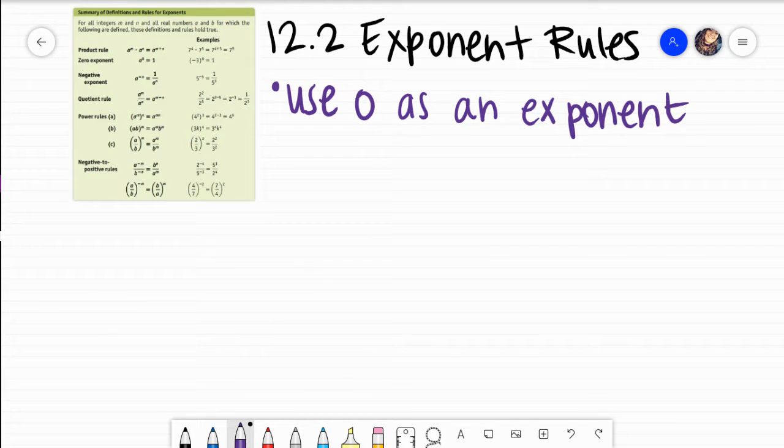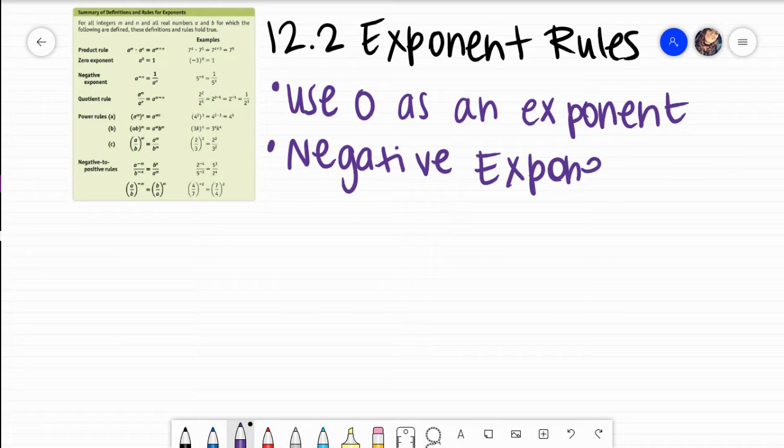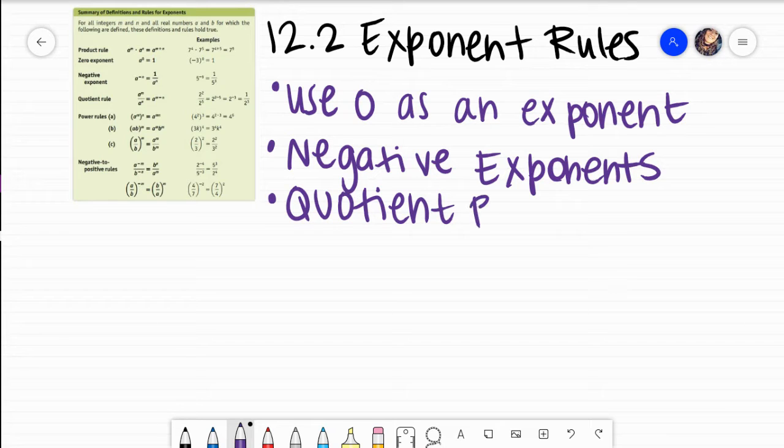Then we're going to look at negative exponents, and then we're going to look at the quotient rule. I always forget how to spell quotient. The quotient rule. And then lastly, we will combine and do some problems that will relate to the problems that you see on your homework.